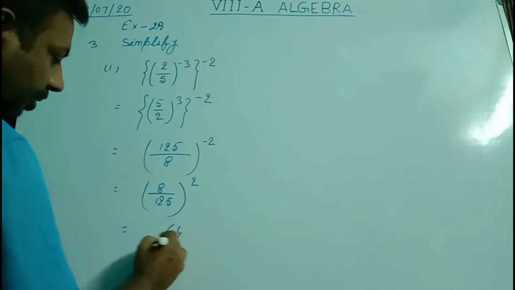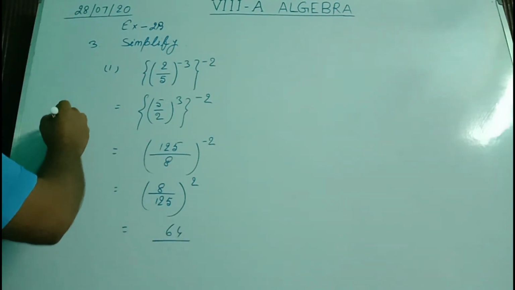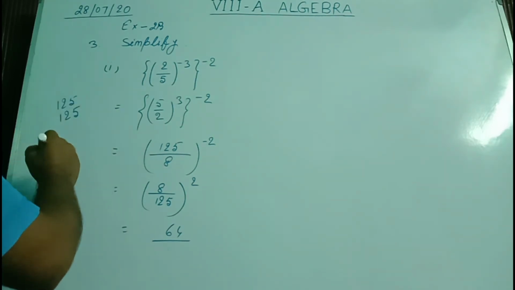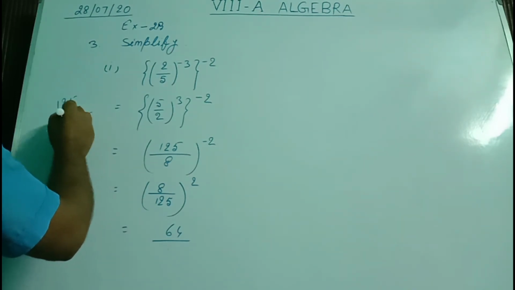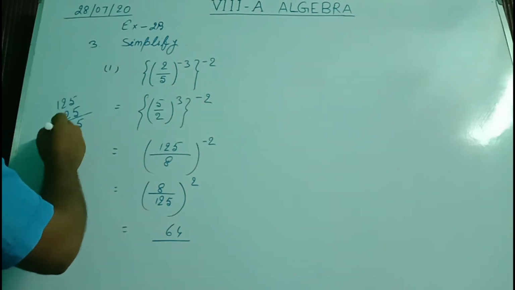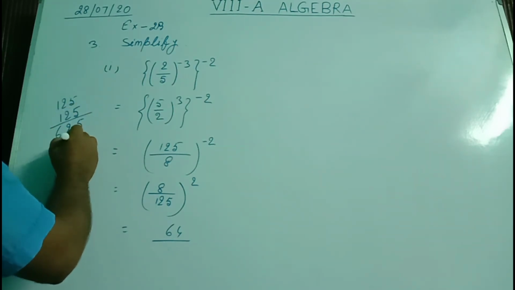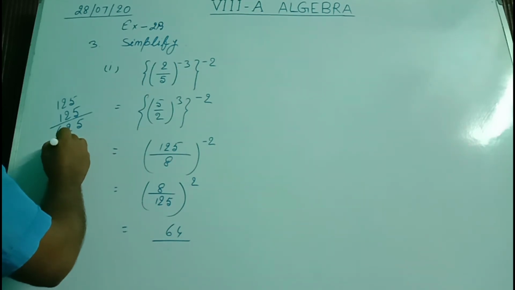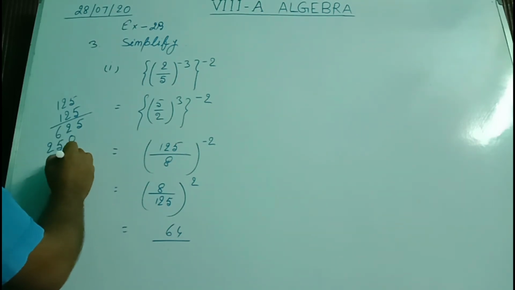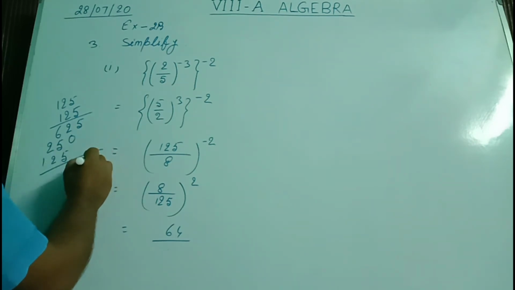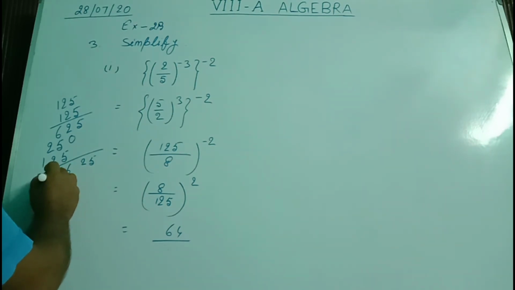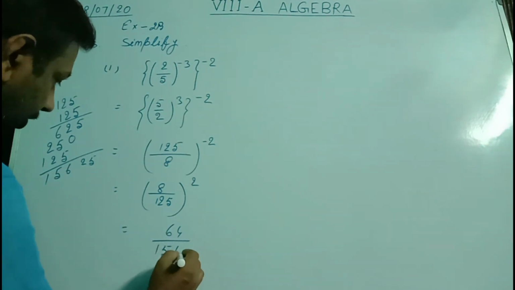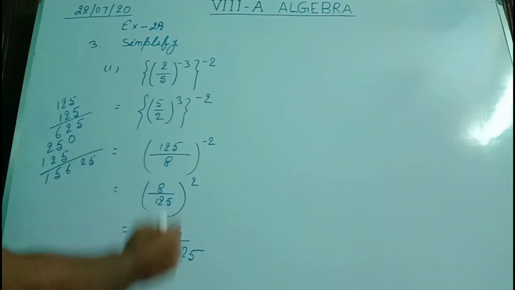8 8 is 64 and 125 into 125, 5 5 25. 2 5 2 is 10, 2 12. 1 5 1 is 5, 1 6. 2 5 is 10, 2 2 is 4, 1 5 2 1 is 2, 1 5 1 2 1 1 5 2 10. 6 16 2 2 4 plus 1 5 and 1. This became 1 5 6 2 5. This is the simplification of this question.